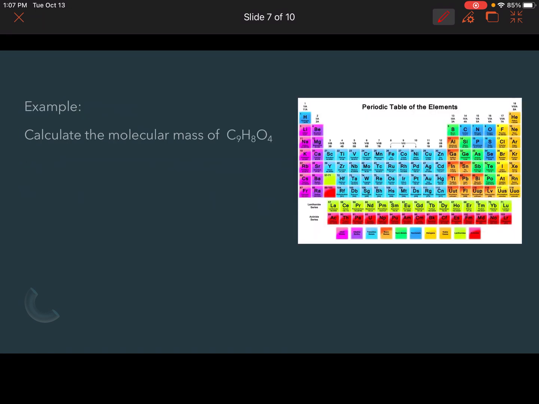So, okay, we're gonna go through an example here. So to calculate the molecular mass of C9H8O4, so you're gonna need your periodic table for this. And so this is a molecular compound. So molecular mass, let's just go through. So how many carbons do we have? 9 carbons plus 8 hydrogens plus 4 oxygens. So we're going to use that information. We're going to use our periodic table to add them up. So 9 times 12 plus 8 times 1.01 plus 4 times 16. So we use our periodic table for that, and then we add them all up.